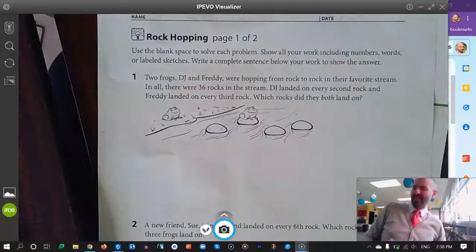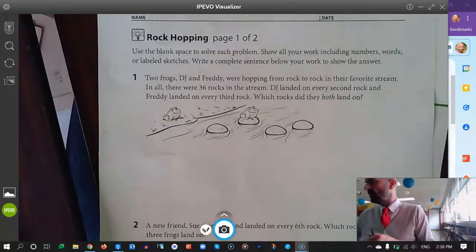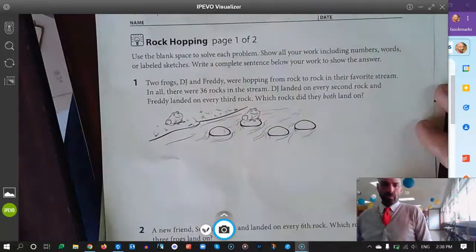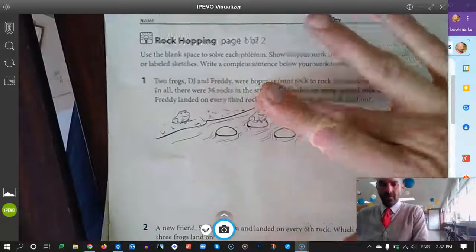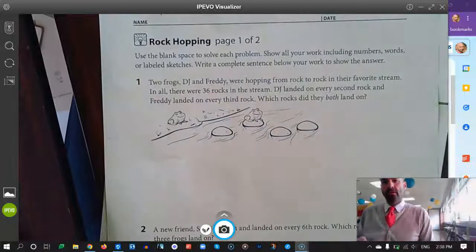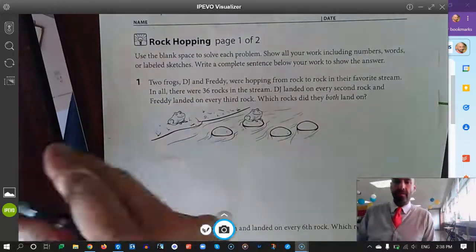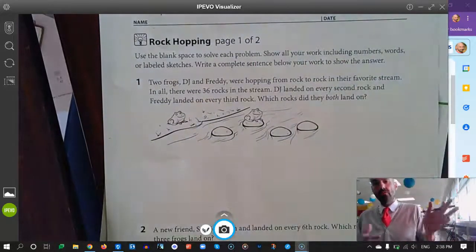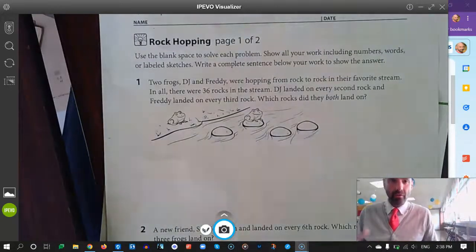All right, hi everybody. If you cast your memory back to Tuesday, remember we did something called 3 reads, without this question stem. So we looked at these 2 frogs. We thought about what the story context was. We have these 2 frogs hopping around, these 2 friends. We thought about the numbers, 36, 2, every second rock, every third rock. And then we came up and generated our own questions.